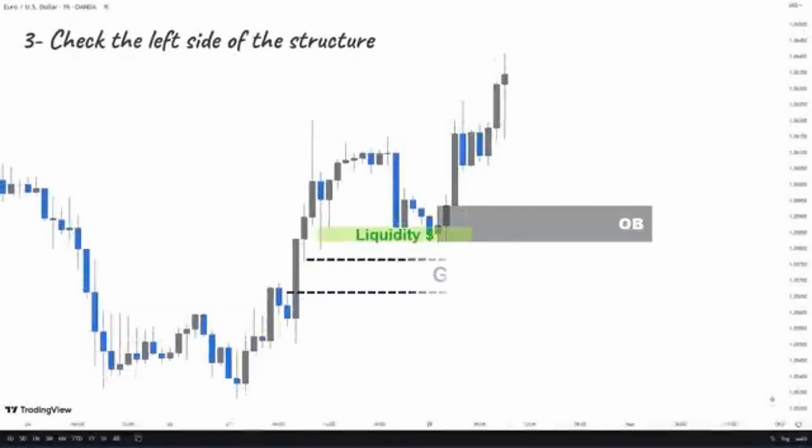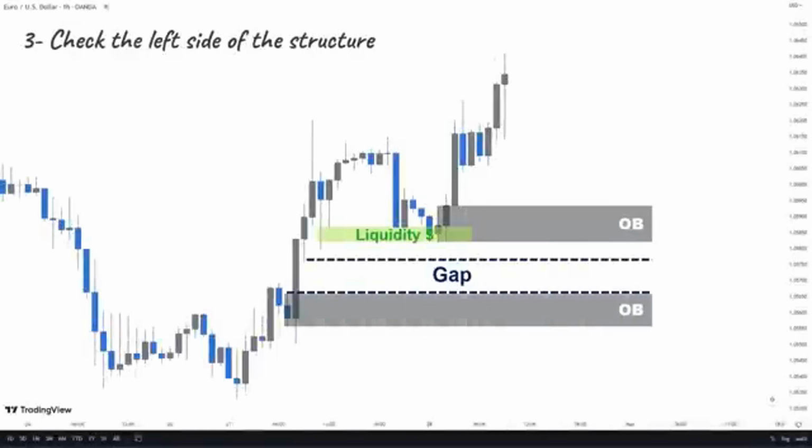Number 3. Check the left side of the structure. Before placing any trades, you should check the left side to see what you have to avoid low-quality trades. For example, if the order block has been positioned in the liquidity zone, or we have gaps and another order block precisely below, there is a higher chance of being a victim of a liquidity grab movement. Now let's see some examples on the real chart.